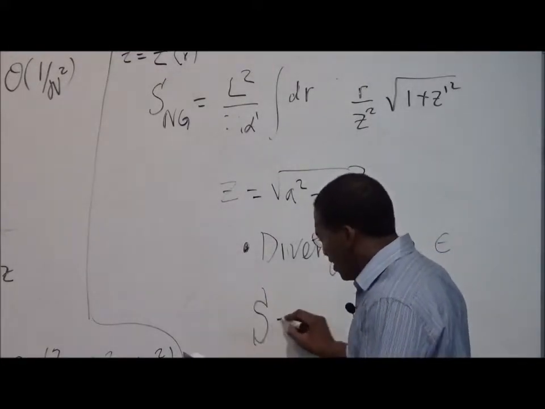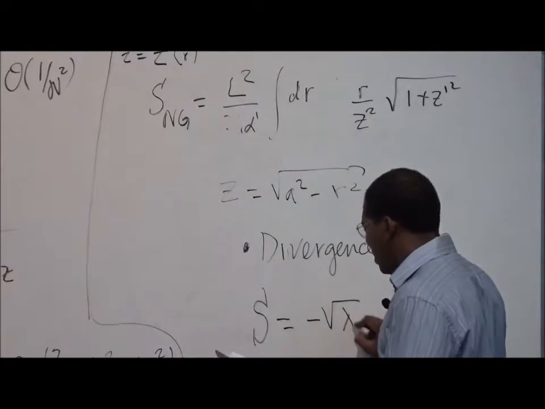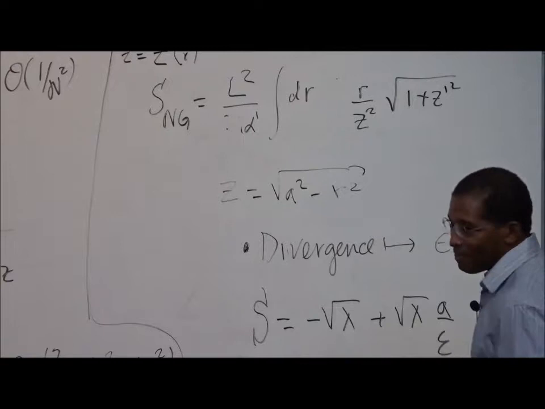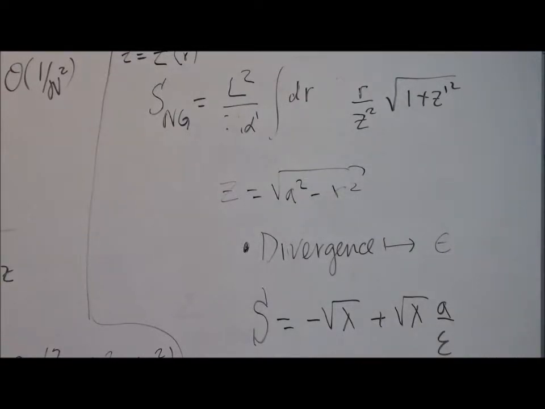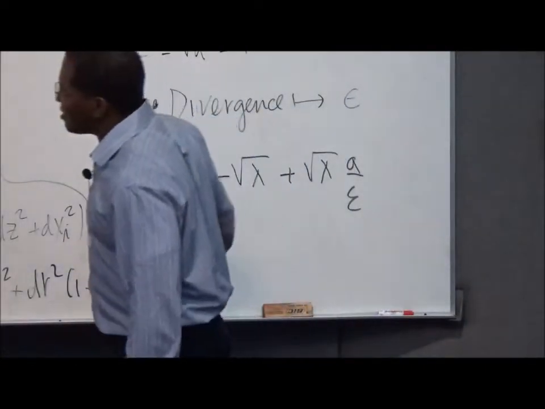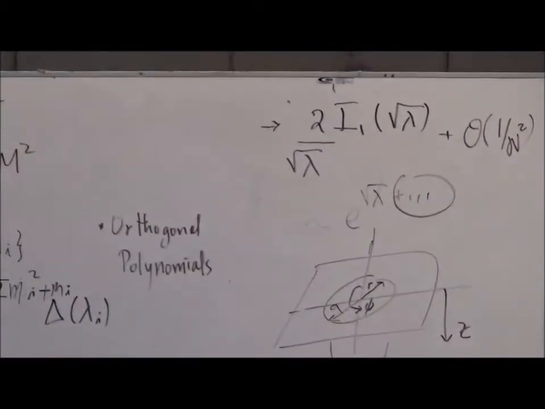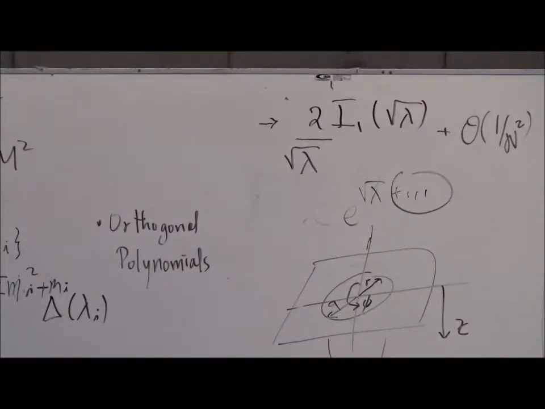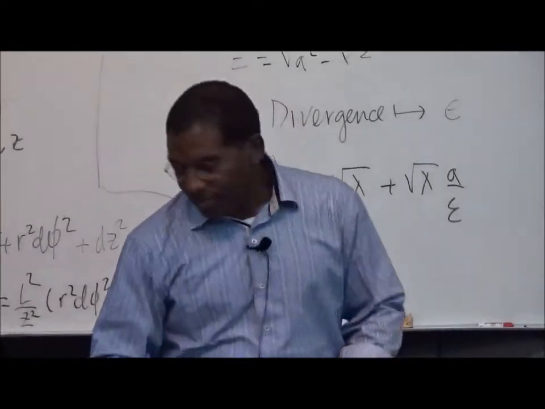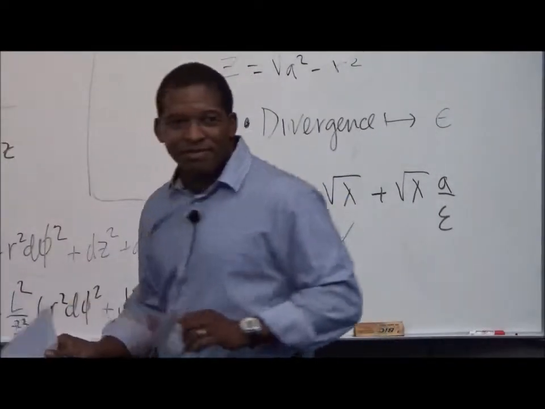The answer is going to be minus the square root of lambda plus the square root of lambda A divided by epsilon. Okay? This e to the minus S matches precisely this. So at this point, and of course people did this very early on in AdS/CFT, bingo, right? So any questions so far?